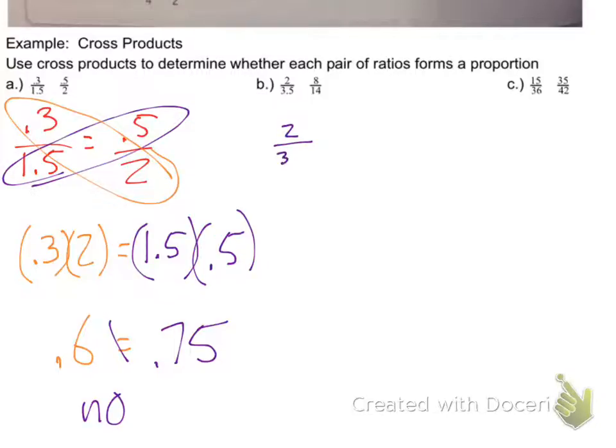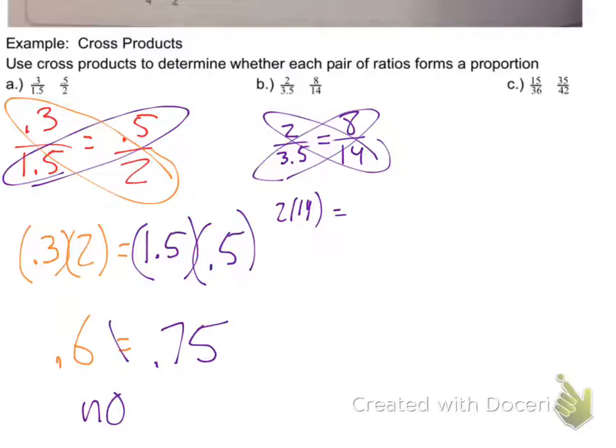This one is 2 over 3.5 equals 8 over 14. Oh, sorry, it should be no equals yet, right? Okay. So what do we get? If we're going to show work, what's it going to be? At this point, we'll put an equal sign there so we can cross multiply. So I want to multiply my corners. 2 times 14 equals 8 times 3.5.